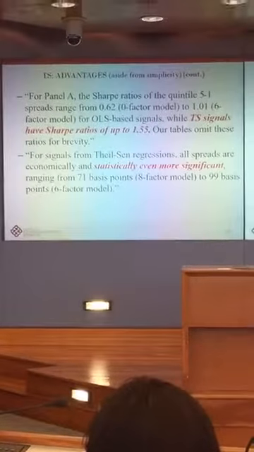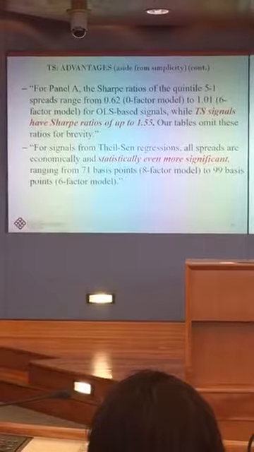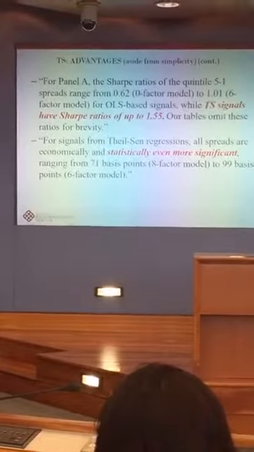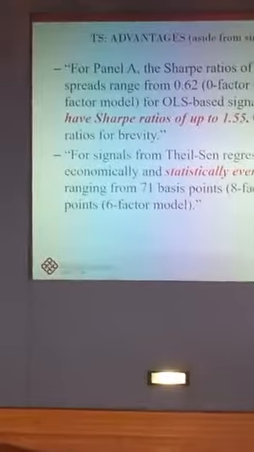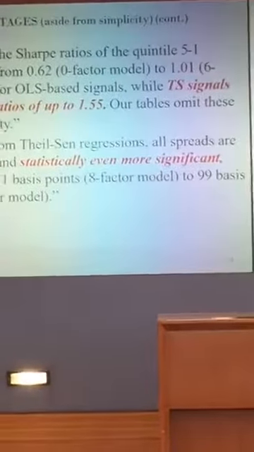And again, these are the quotes. The TS signals have Sharpe ratios of up to 1.55. That's actually quite high. And for signals from TLSM regressions, all spreads are economically and statistically even more significant, ranging from 71 basis points. So I just give you a sense of the flavor of the paper that has looked at this experiment fairly carefully. This is an extensive paper, and the conclusion is that if you want to play the game of picking up undervaluation and overvaluation, TS is going to give you the better estimates. So this is sort of what we find here.